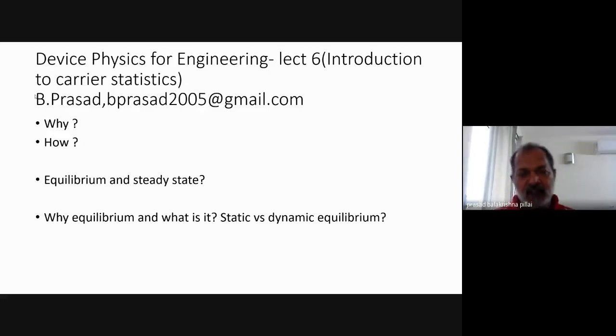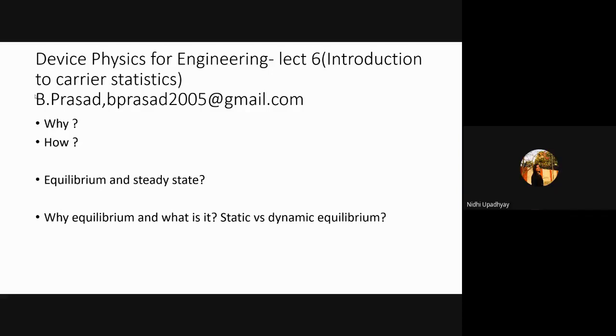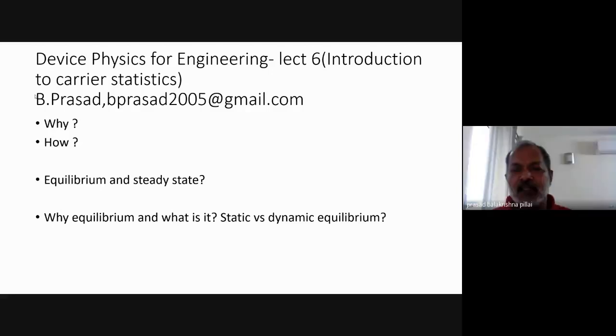Now with that in mind, there are two kinds of equilibrium possible. One is no forces acting on the system, and even with forces acting, the system can be in equilibrium. How is it possible that forces are acting, but the system is in equilibrium? Equal and opposite forces.